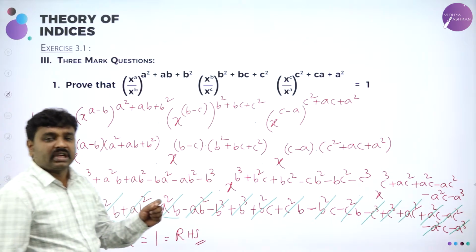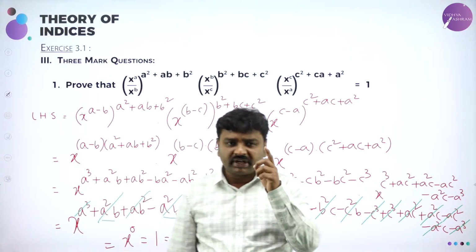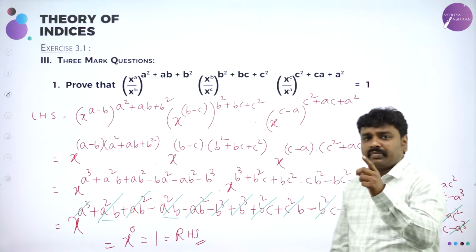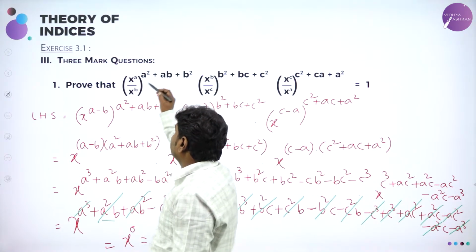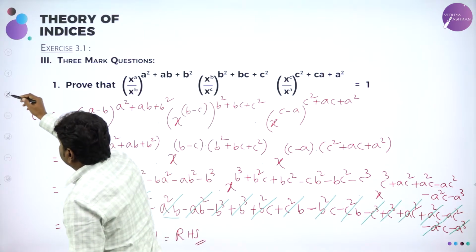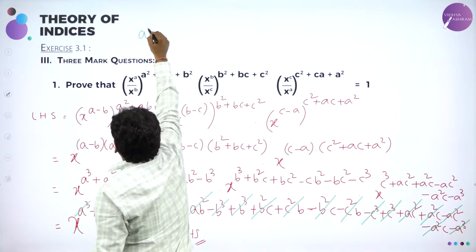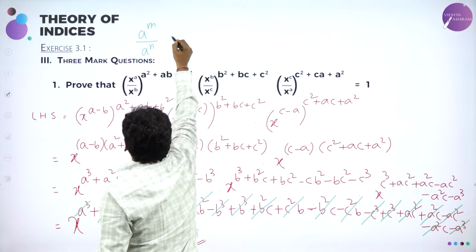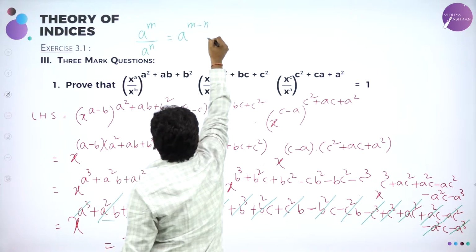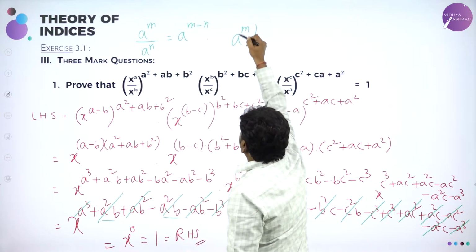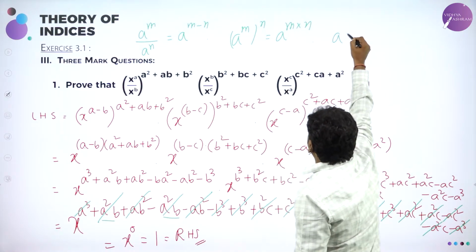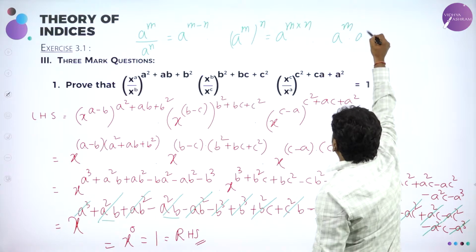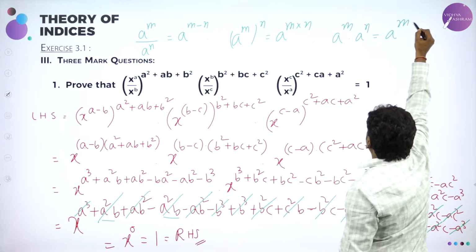So here we use a^m whole power n. (a^m)^n can be written as a^(m·n). a^m into a^n can be written as a^(m+n). The first form we used is a^m by a^n. What is a^m by a^n? a^(m-n). That's what we used. Then we used (a^m)^n, which is a^(m·n). Then we used a^m into a^n, which can be written as a^(m+n).